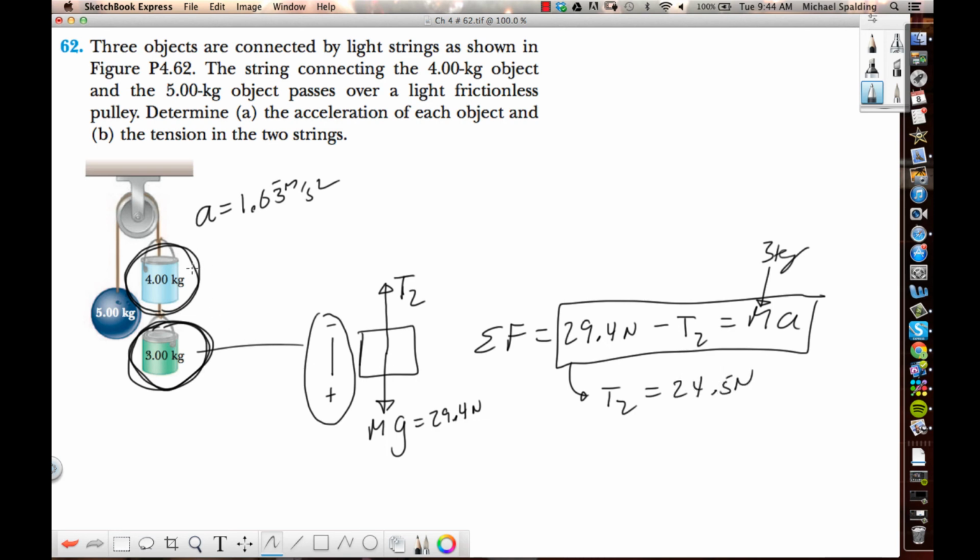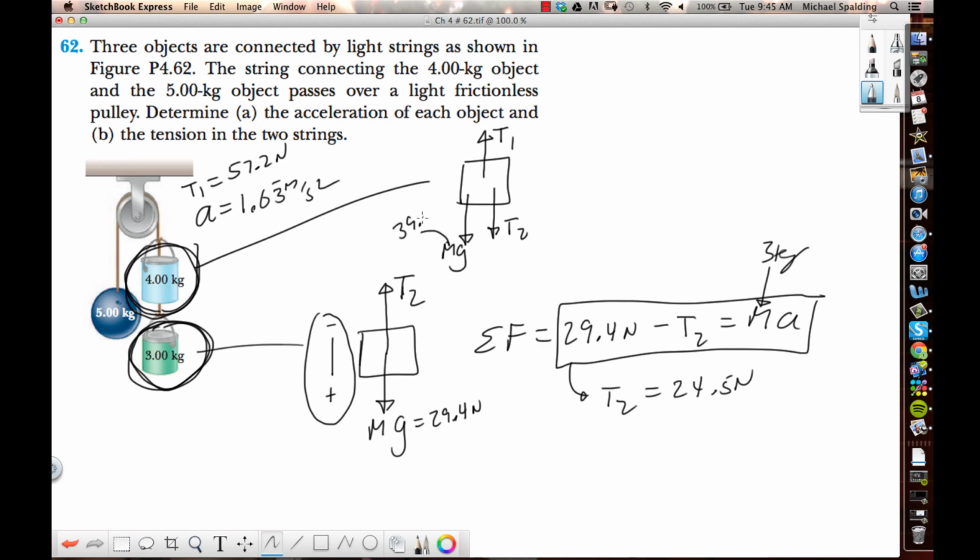Now look, just real quick, you also could have gotten T2 from this guy right here. All right, here's that dude. Now what are the forces on that dude? Well, what's holding him up? T1, which by the way, we know T1 from earlier. We know T1. It's 57.2. Okay, now what's pulling this dude down? T2 and mg. Where that mg, so what's 4 times 9.8? That's 39.2. This mg right here is 39.2.